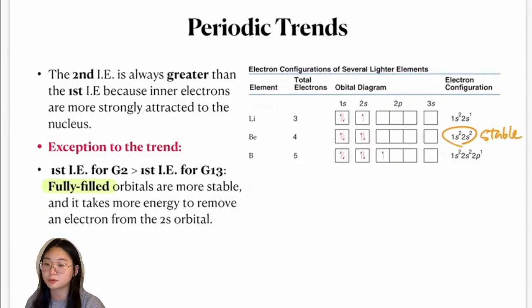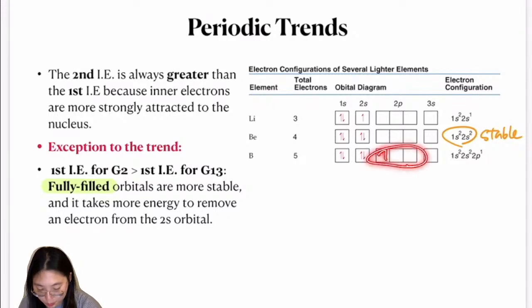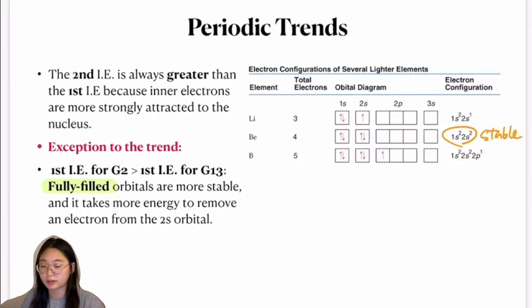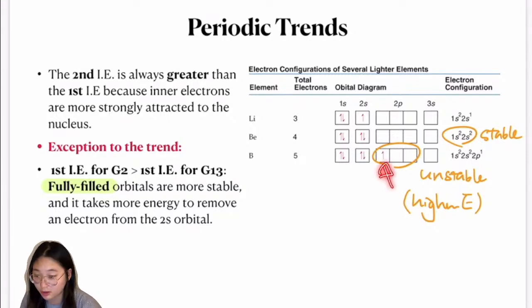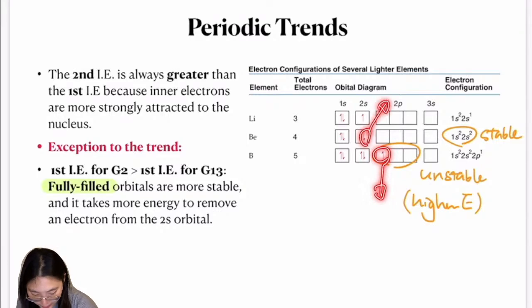On the other hand, boron has 3 valence electrons: 1, 2, 3. So there is one single electron in the 2p orbital, right? Again, this is one extra electron, which makes it less stable, or unstable, which means it is at a higher energy level. So it's pretty easy to knock off this electron. That explains why it requires less energy to remove this than removing this.